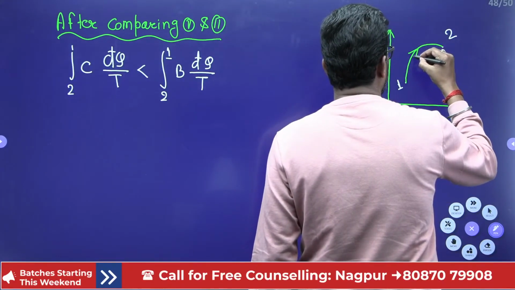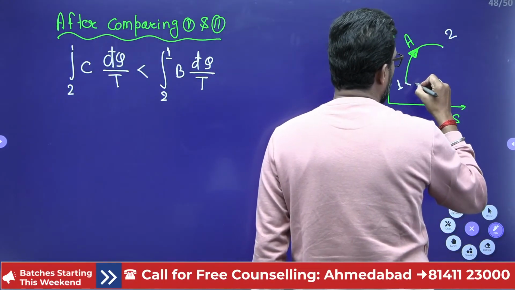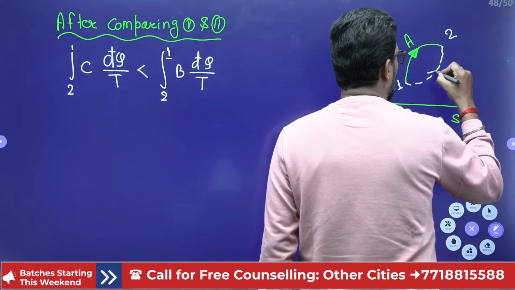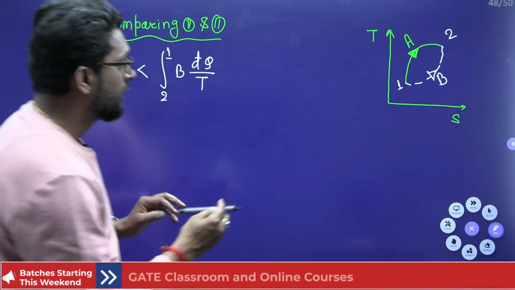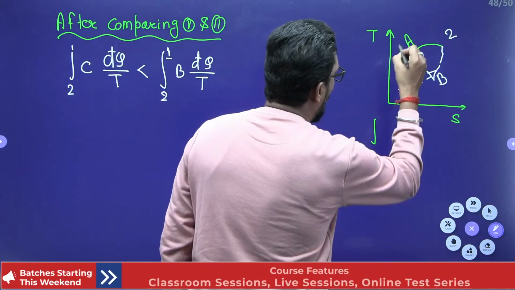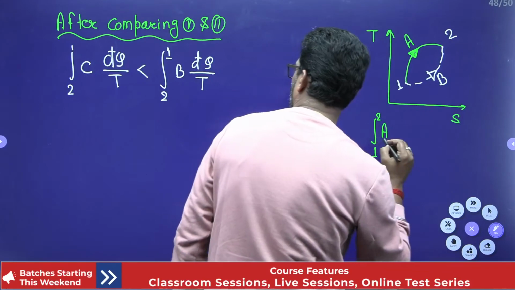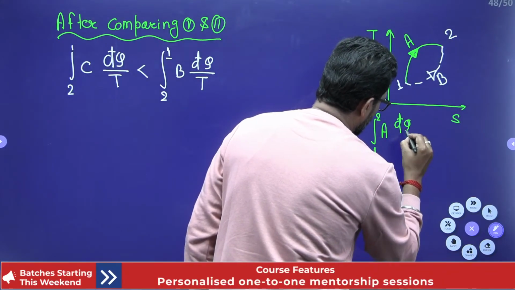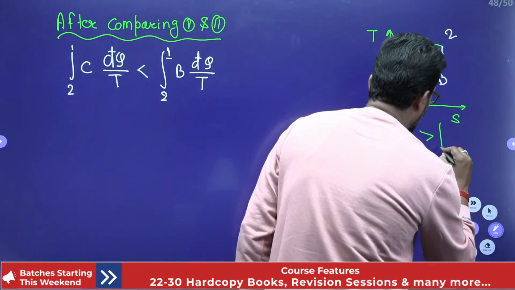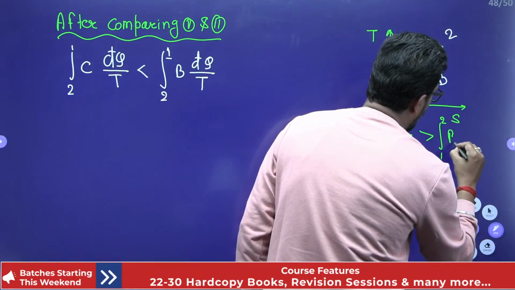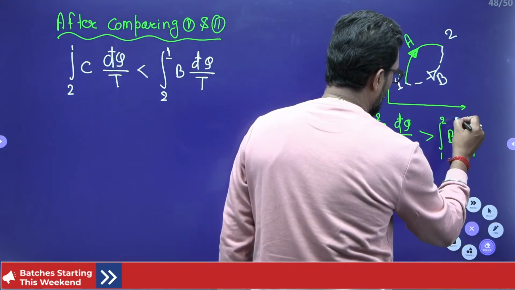1 to 2 via the same process A reversible and 1 to 2 via process B irreversible. So what is that inequality? We can write here 1 to 2 via path A dq by T is always greater than 1 to 2 via path B dq by T. This is very important, I am telling you. This is very important, okay? Many students get confused here.